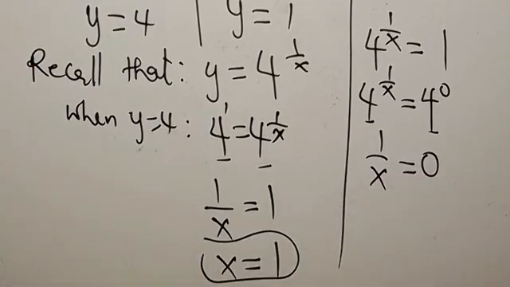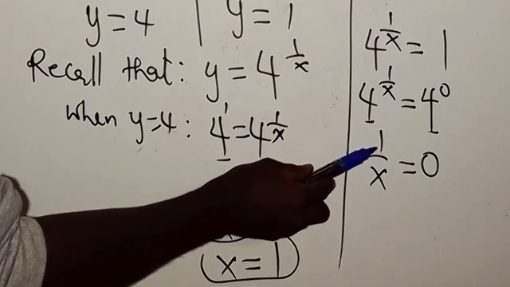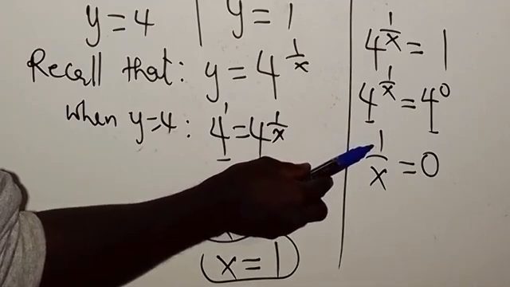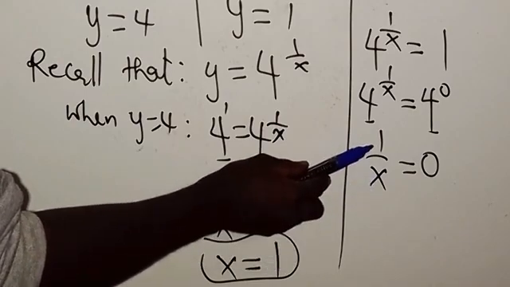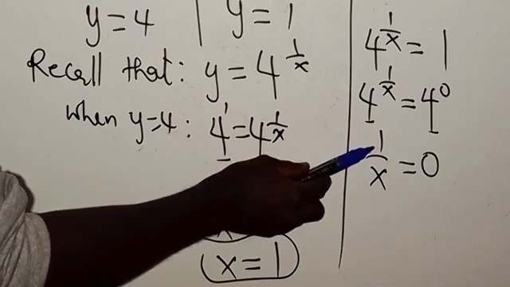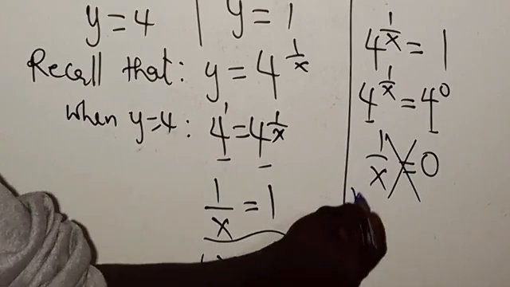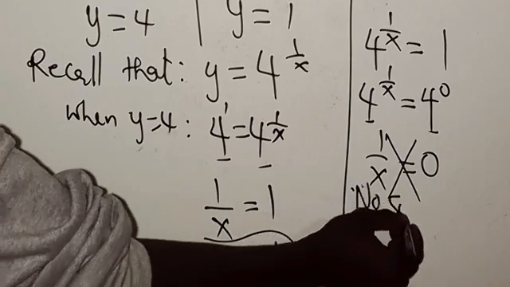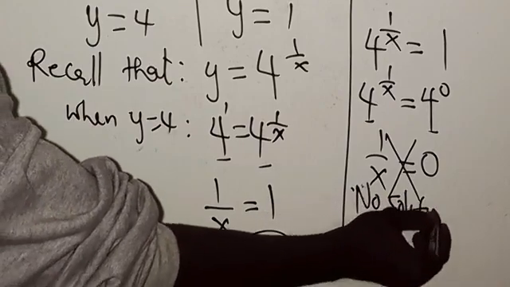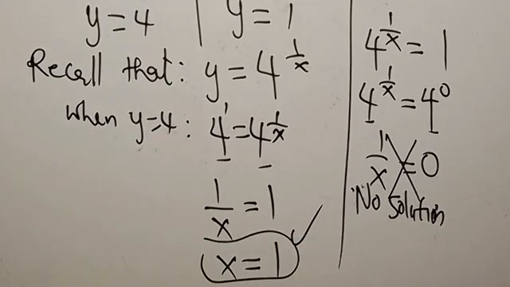So therefore, if you have 1 over x equals 0, it is either maybe the numerator is equal to 0, but here the numerator is 1, and 1 also cannot be 0, and the denominator cannot be 0. So therefore this will be discarded. That is no solution here, no solution, right? So now the only solution we have is x equals 1.